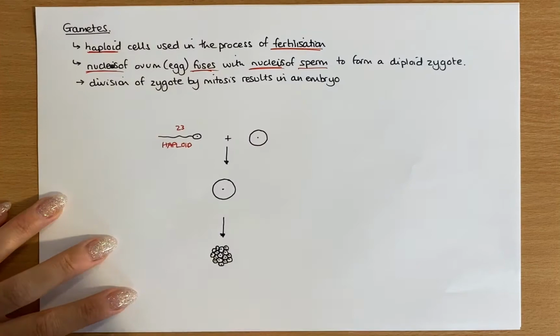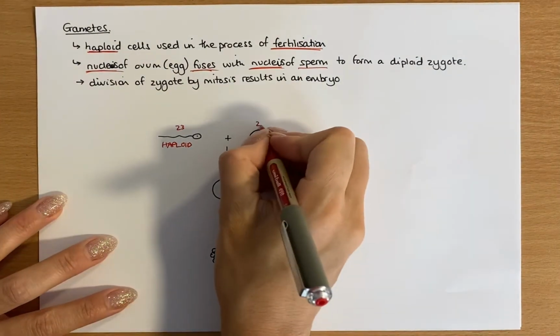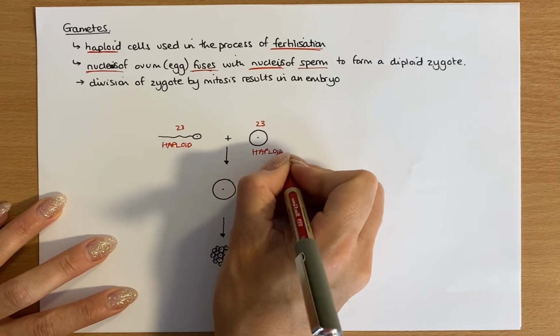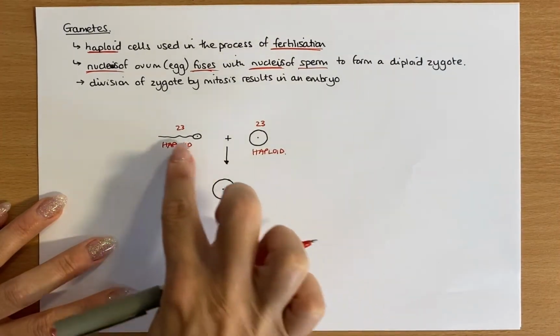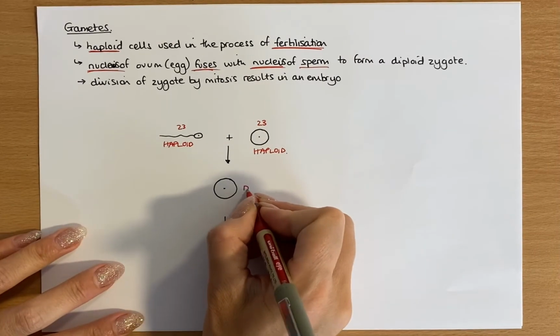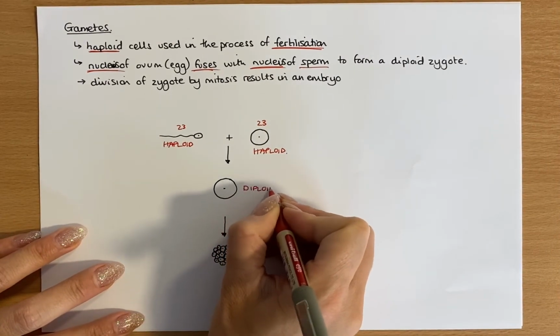In humans we have 23 chromosomes. This ovum is a haploid cell with 23 chromosomes. And then what happens is the nuclei of these two fuse together, and then we get what is called a diploid zygote.